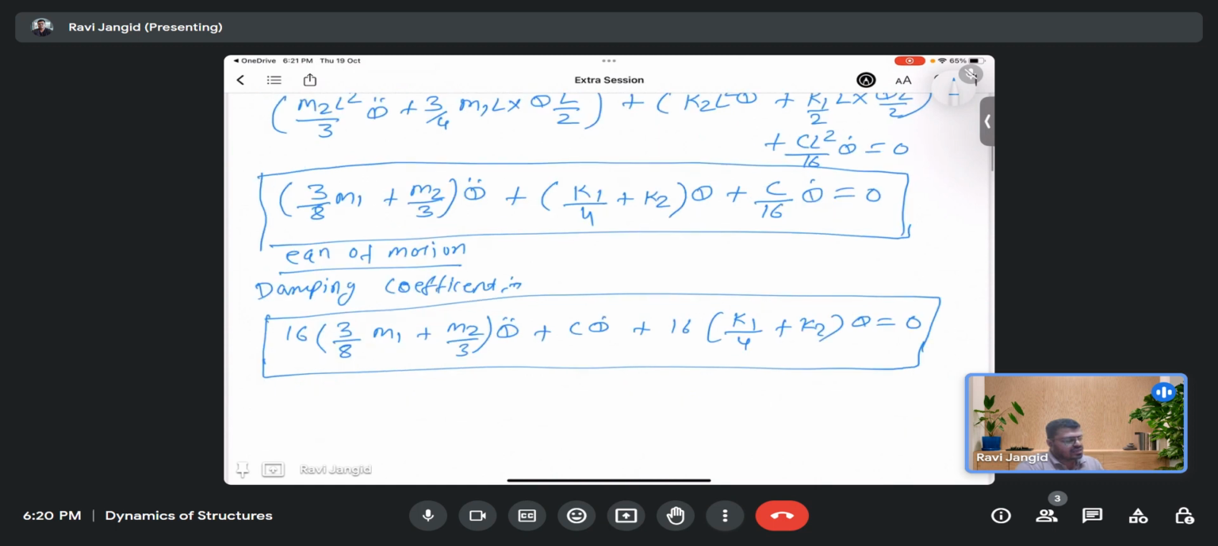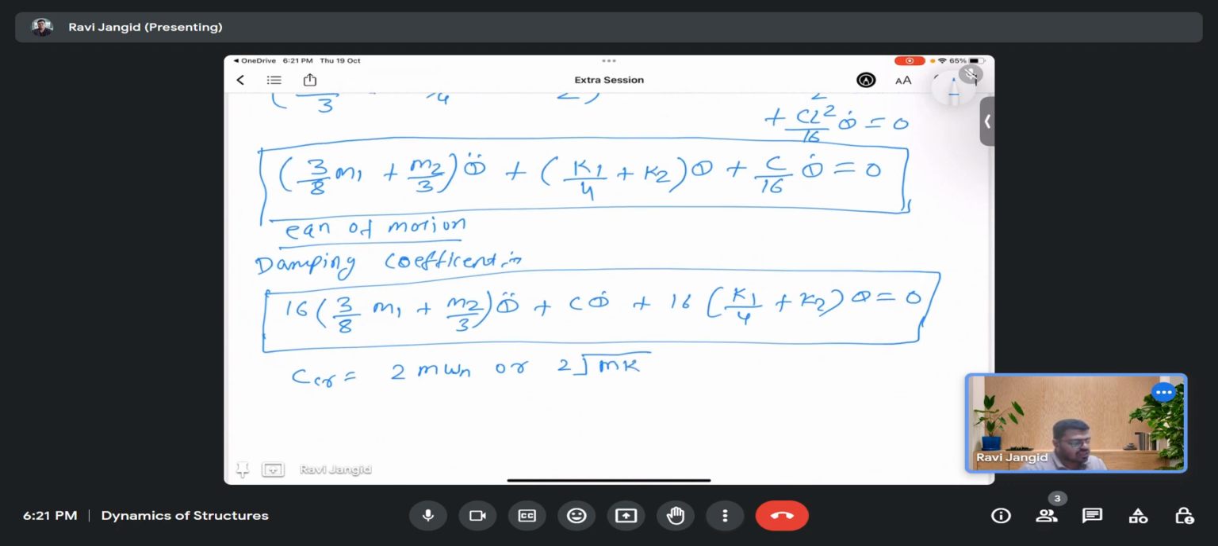So I need to find the critical damping c critical, whose value is 2 m omega n, or we can write it as 2 square root of m into k. Here m is the total mass, and k is the total stiffness.